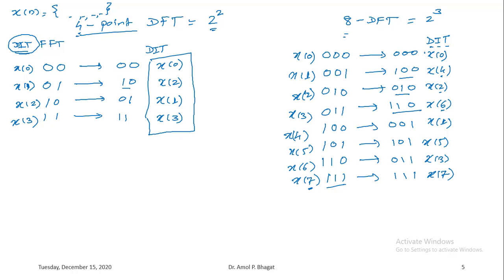That's it: x of 0, x of 4, x of 2, x of 6, x of 1, x of 5, x of 3, and x of 7, right?